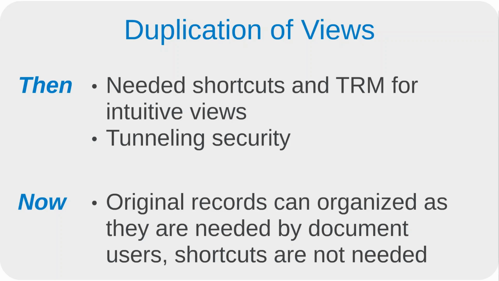This did require tunneling security so that you would only have access to the view that you need and not both. You don't want to see both things. It's kind of confusing. So instead of that, now your original records, if you would like, can be organized as they're needed by document users, and you don't need shortcuts. So you can just have all of the originals mixed, but have their retention times on each document so that they're still able to be managed using the records management searches or reporting.